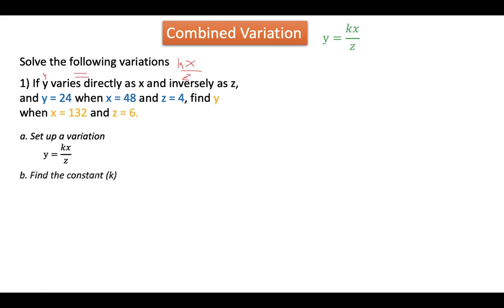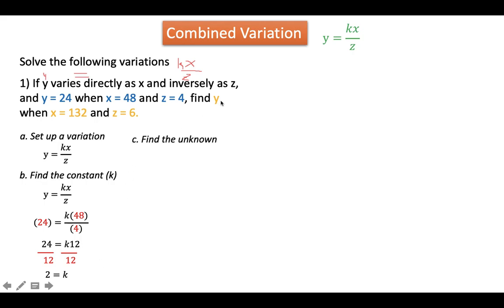Then after setting up a variation, we're going to find k using this variation, y is equal to kx over z, using the blue given since it is a complete set of givens. So replacing y by 24, x by 48, and z by 4, we can simplify 48 divided by 4 into 12 and divide both sides by 12 so that k is left alone, and 24 divided by 12 is 2. So our k is 2.